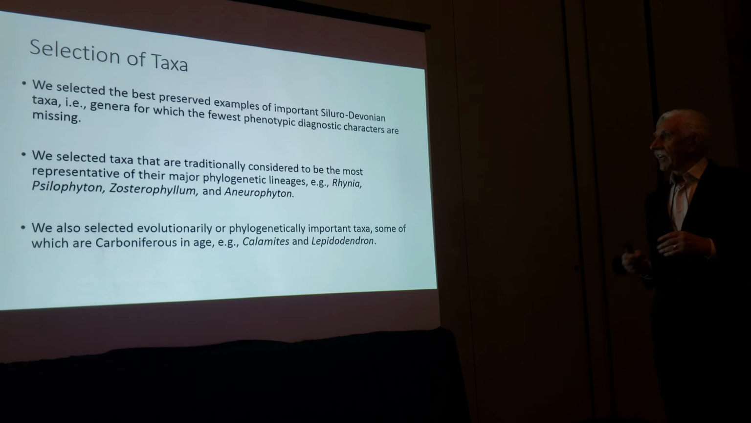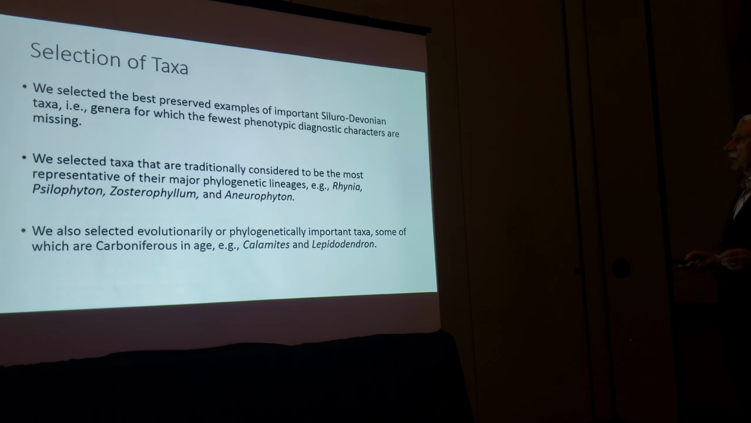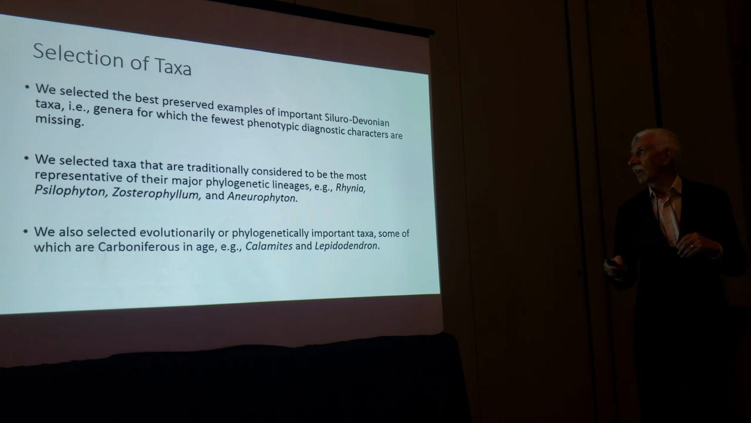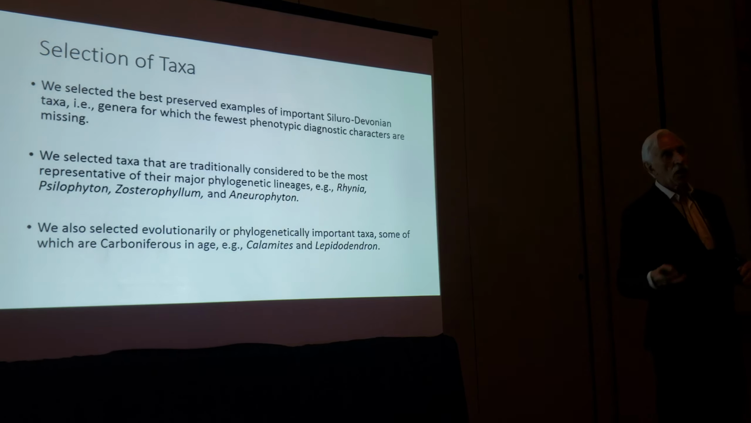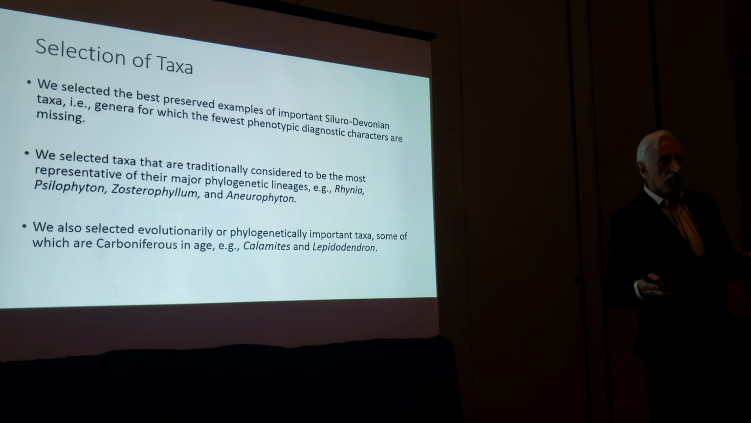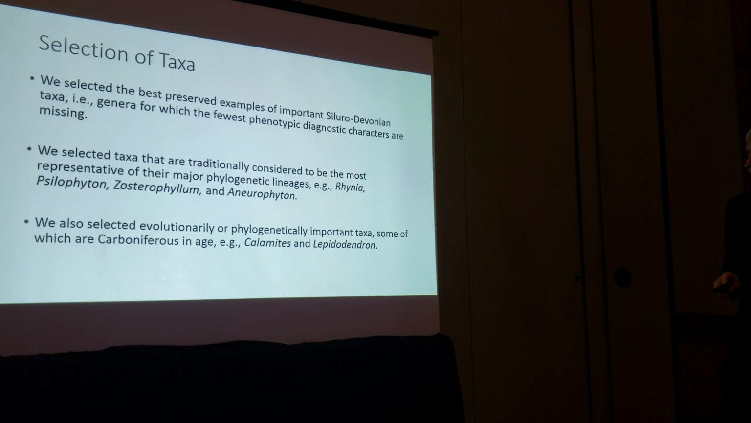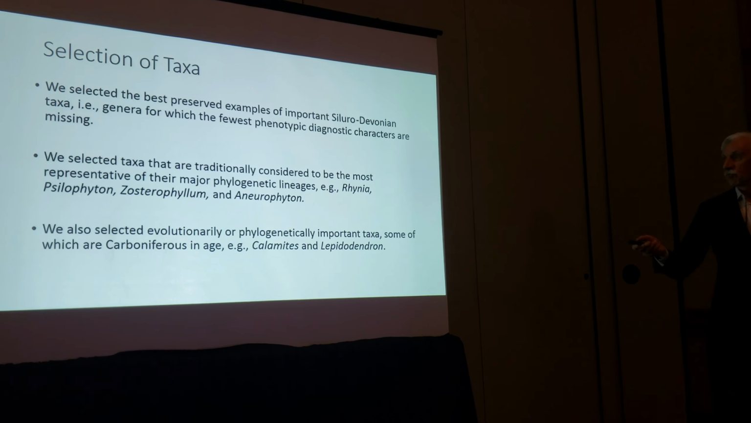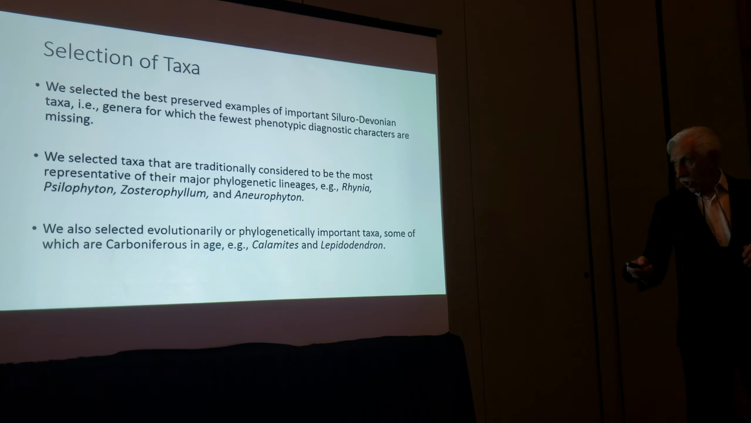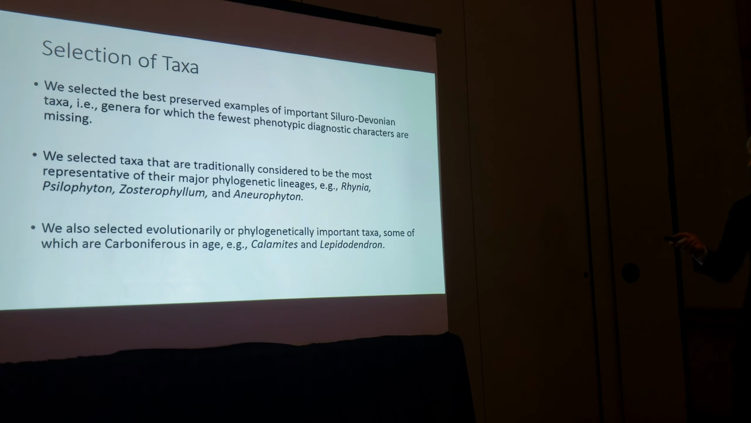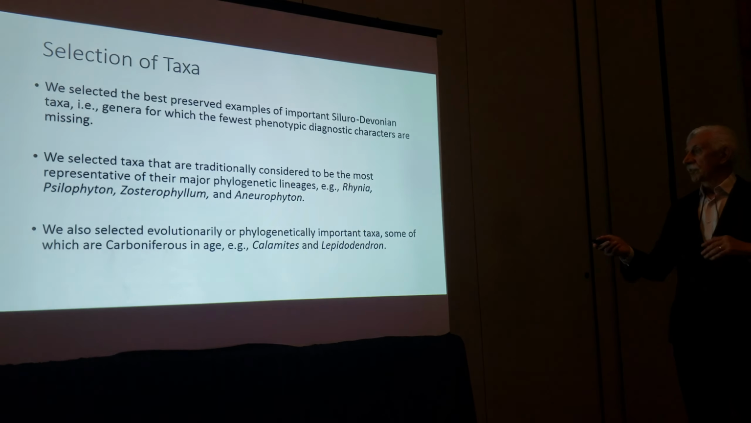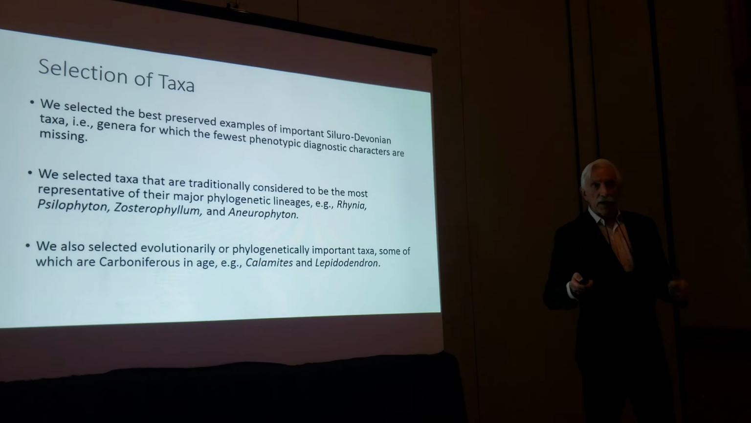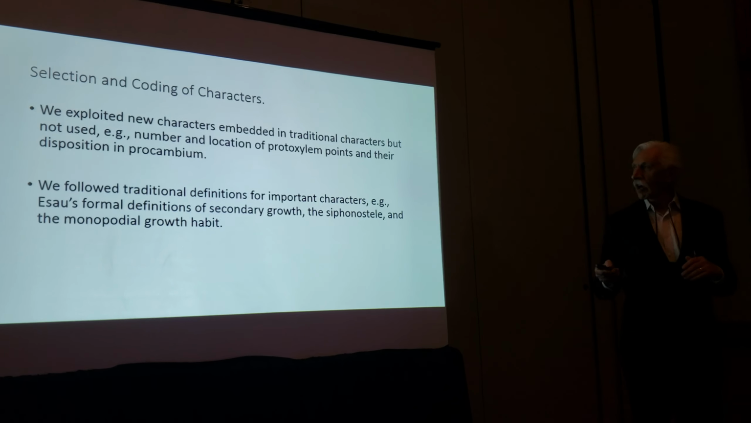Now, selecting taxa, we selected the best preserved examples of important Silurian, Devonian taxa, genera for which fewest phenotypic diagnostic characters are missing. Again, we wanted to reduce the number of missing characters in our analysis. We selected taxa traditionally considered to be the most representative of their major lineages, Rhynia, Psilophyton, etc. We also added some evolutionary or phylogenetically important taxa, some of which are Carboniferous. We slipped over the border. We even added Equisetum. All right.